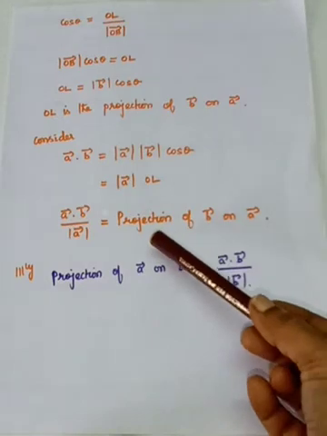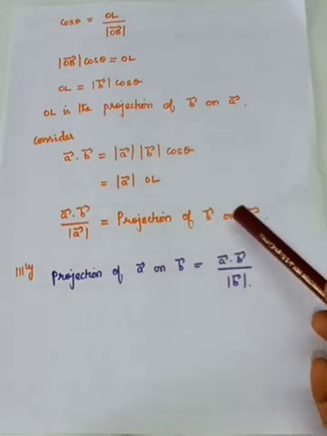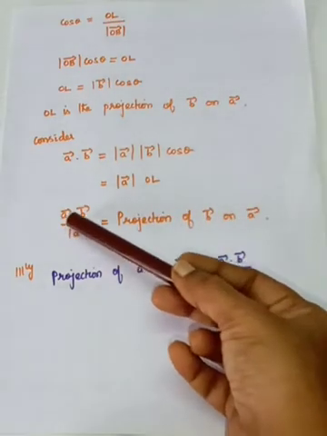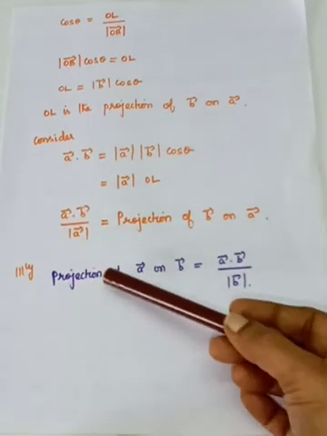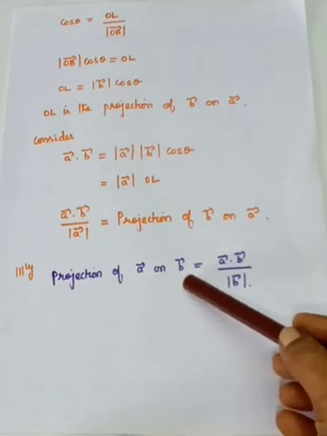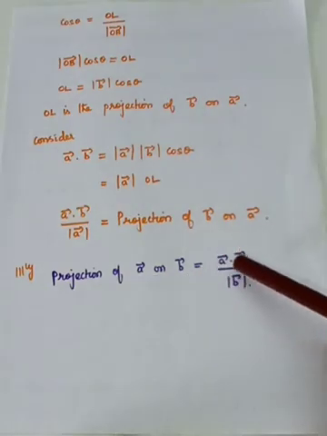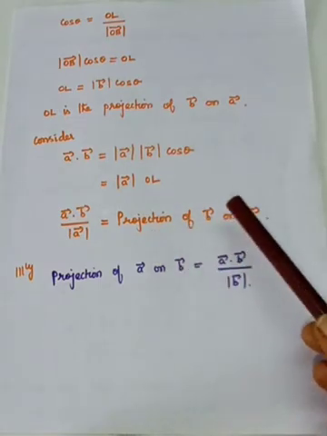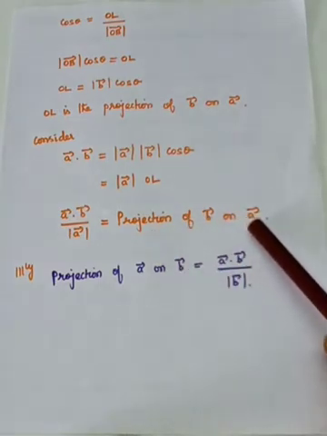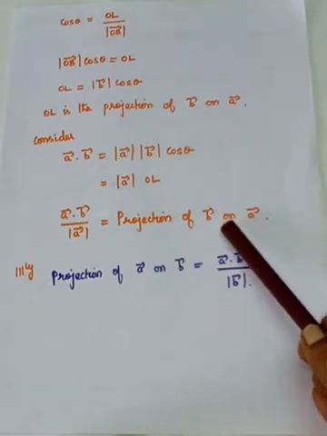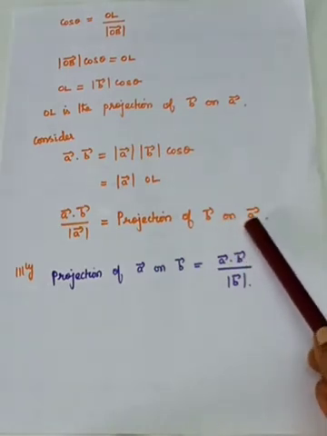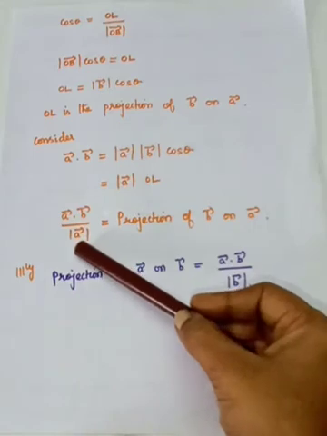From this we can find the formula. Projection of B vector on A vector is equal to A vector dot B vector divided by modulus of A vector. Similarly, we can write projection of A vector on B vector is A dot B divided by modulus of B vector. While writing the projection, the vector after the word on has to be written in the denominator. Here, after on, which vector comes? A vector. So the A vector should be in the denominator.